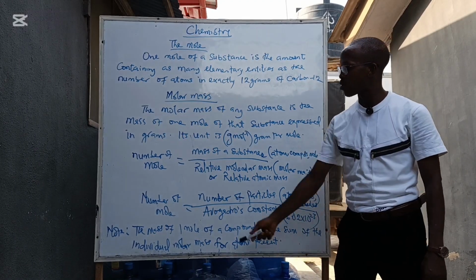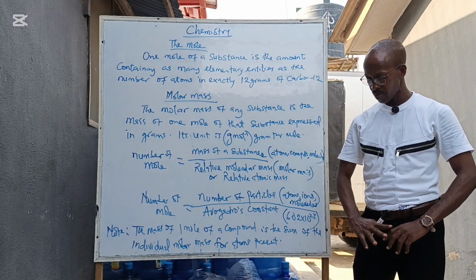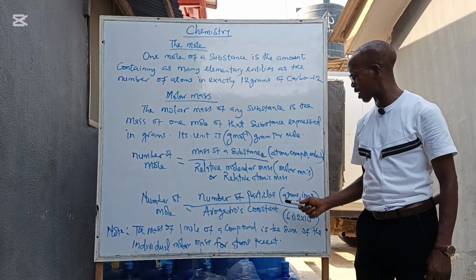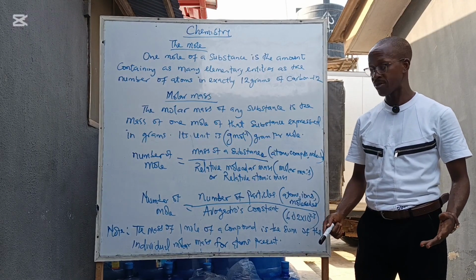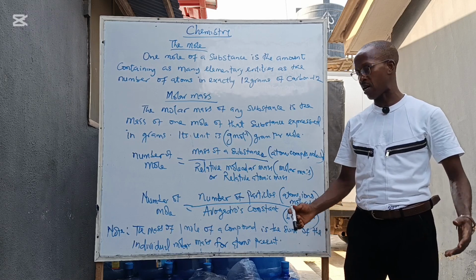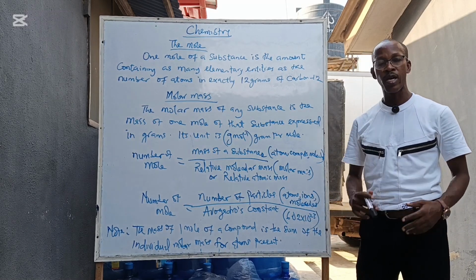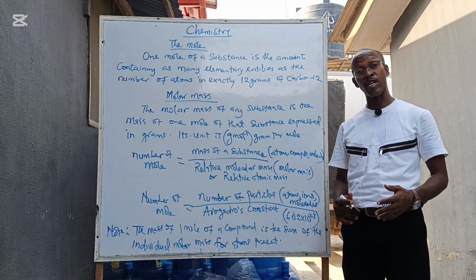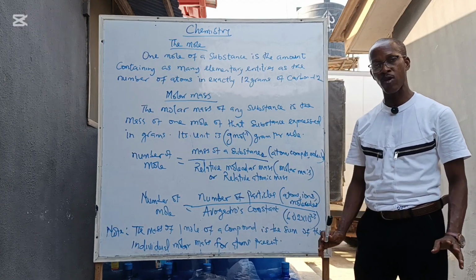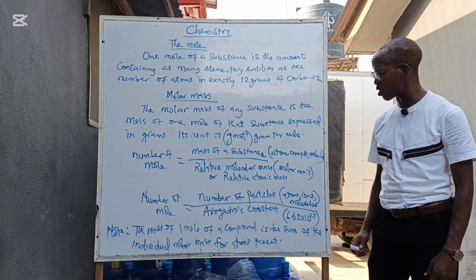Also, if I look at number of mole, it's number of particles. Particles are everywhere, but we are looking at particles like atoms in an element. Remember, atoms make an element. It's a combination of the atoms that is in an element, or we are talking about ions or molecules like sulfur dioxide or nitrogen dioxide. Then divided by the Avogadro's constant. This one is constant. You always give me the figure 6.02 times 10 to the power 23.